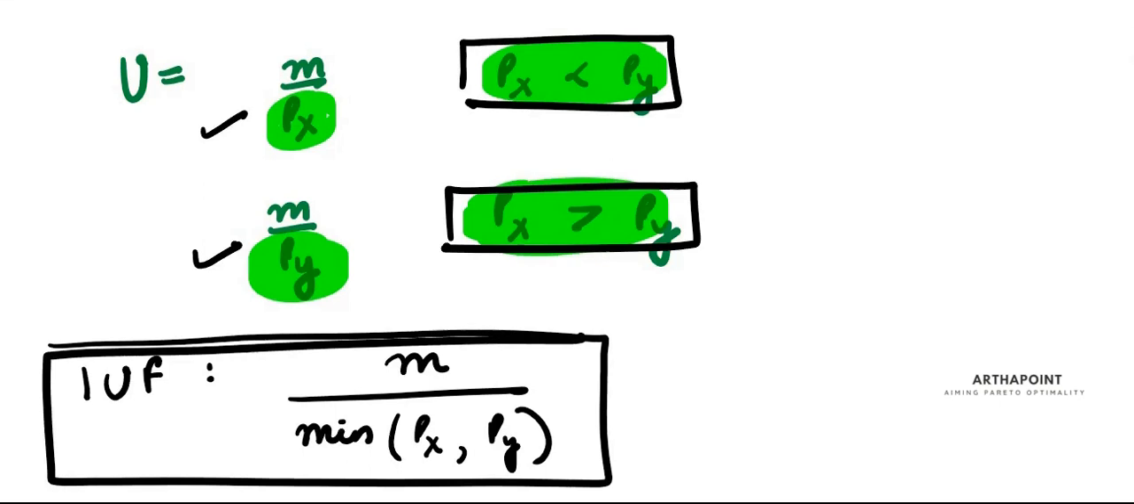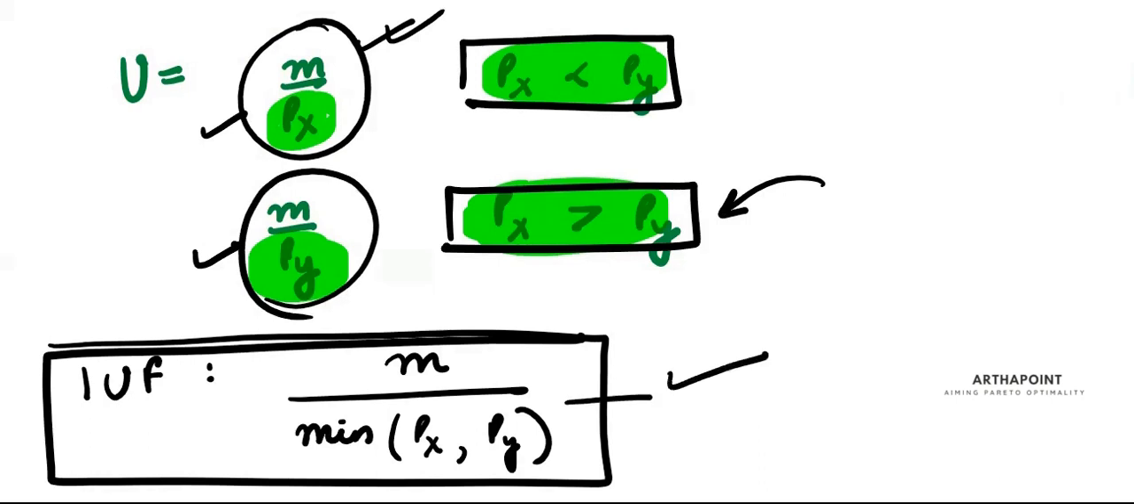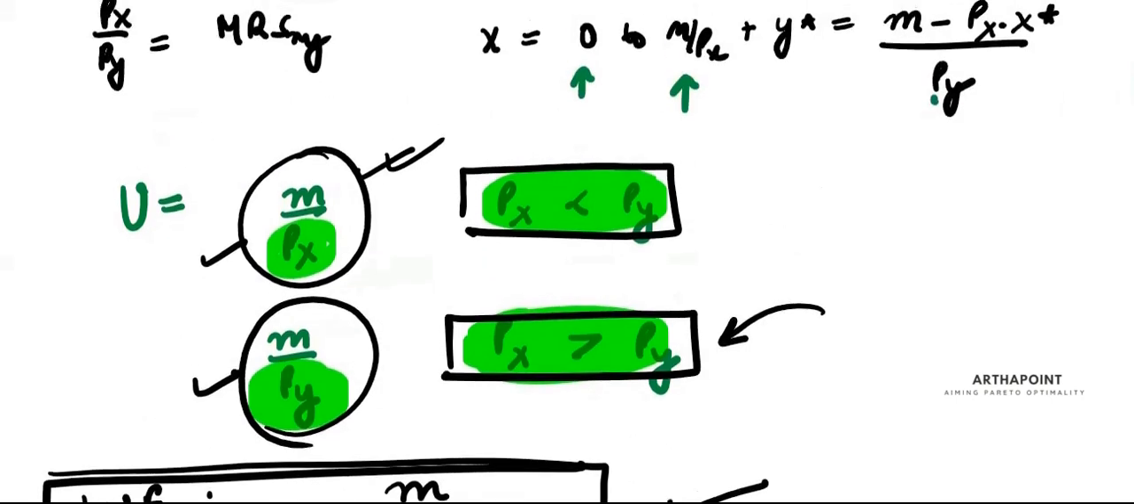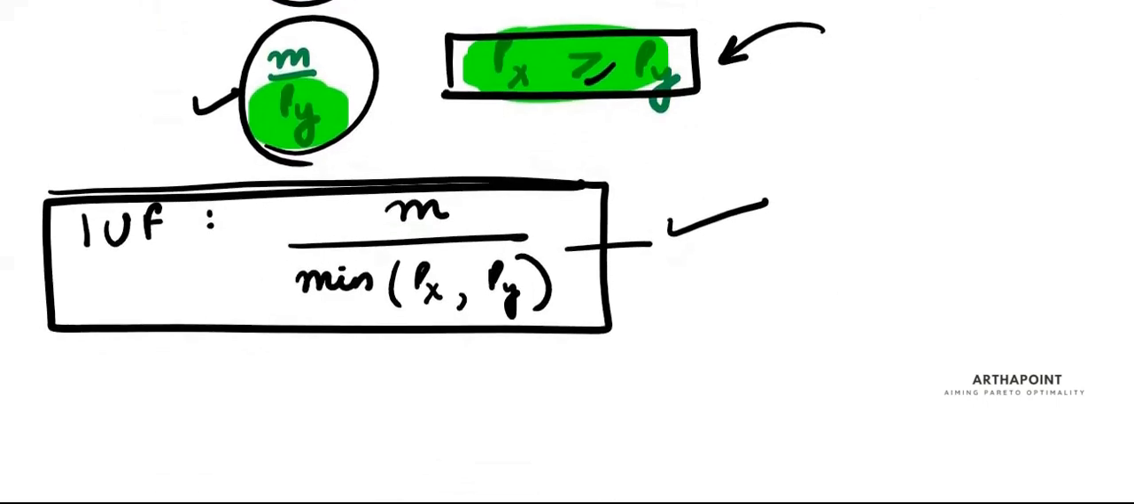When Px is less than Py, then min of Px and Py is Px, and I was getting this as the utility function, M by Px. When Py is less than Px, then min of Px, Py was coming as Py, and I was getting this as my utility function. And in the third case, it can be either of these. You can put an equal to sign here or here. That's fine. So your indirect utility function precisely can be written as M by min of Px, Py.